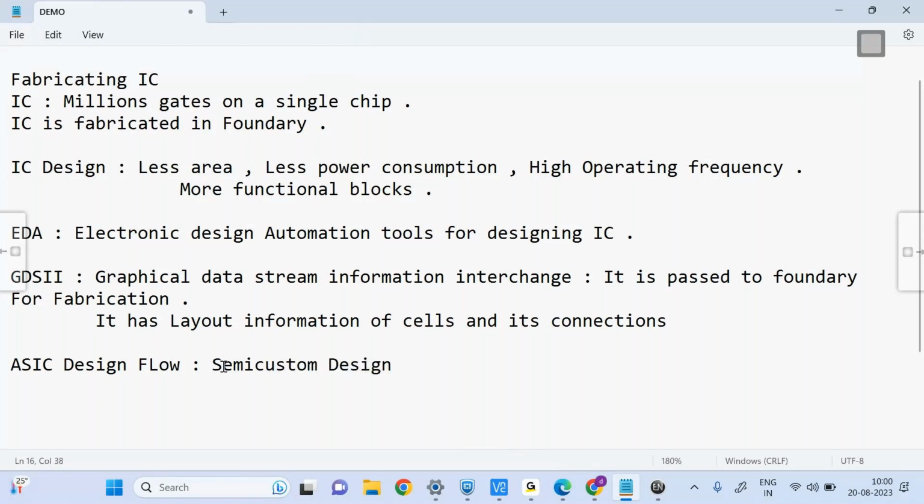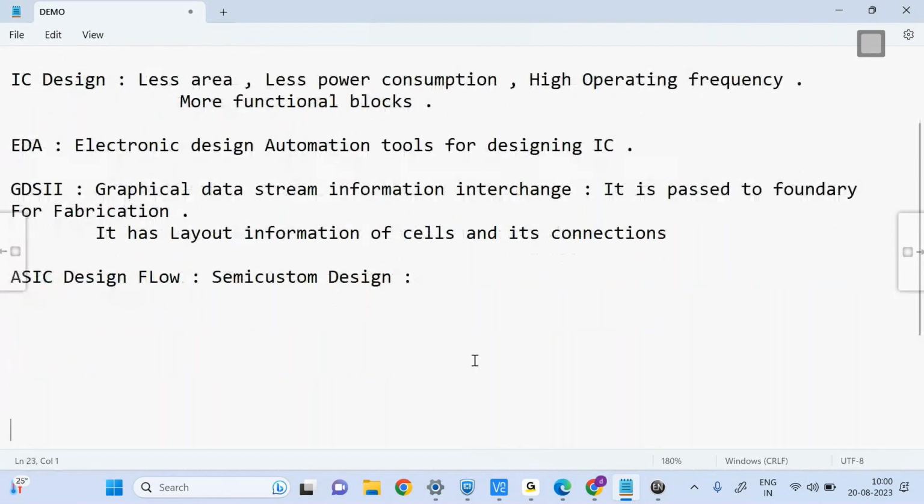Why it is called a semi-custom design: here the design starts from gate level, not from transistor level. Here we will start the design from what? Gate level, not from transistor level. Full custom design means we will start the design from transistor level. That is called full custom design. So we'll start from the ASIC design flow.